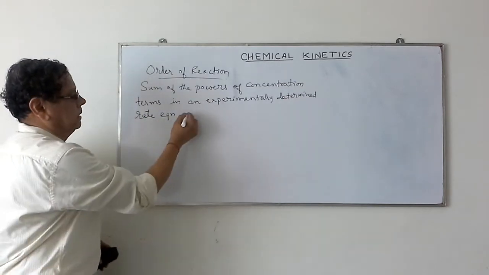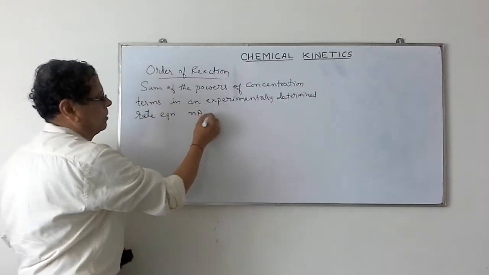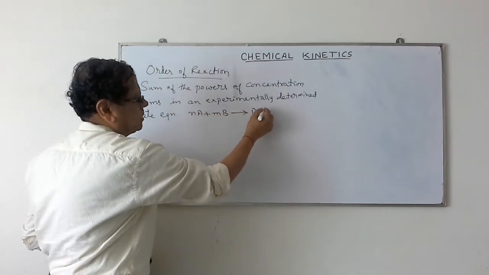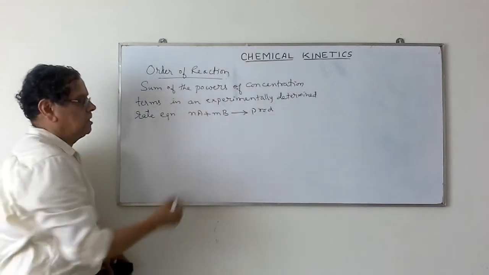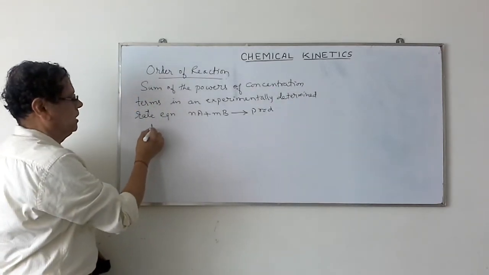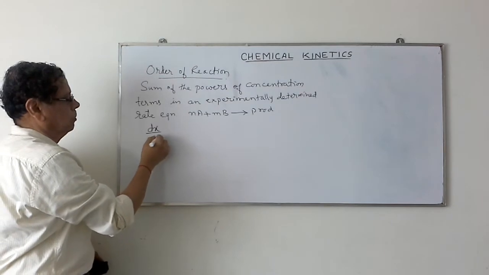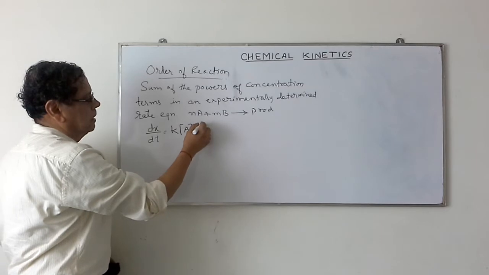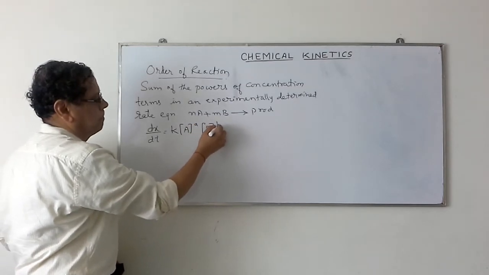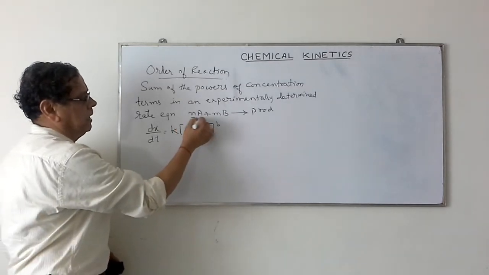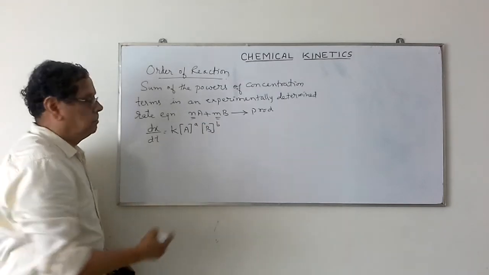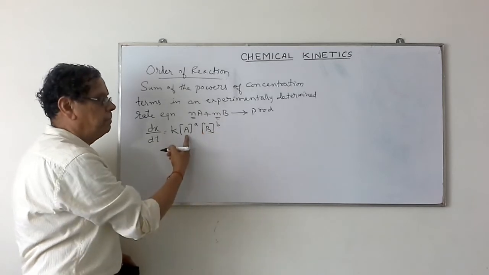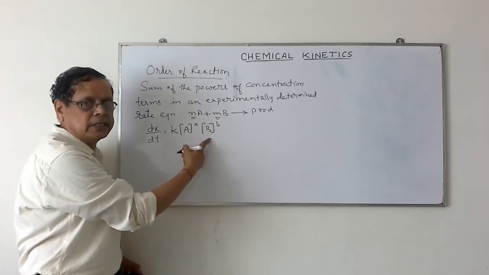Suppose I have a reaction, n molecules of A plus m molecules of B, giving rise to some products. For this reaction, if you write the velocity expression dx by dt is equal to K into concentration of A to the power a, concentration of B to the power b. Remember, here we have written n and m, but in the rate equation I am writing A to the power a, B to the power b. This is based on the experimental determinations.